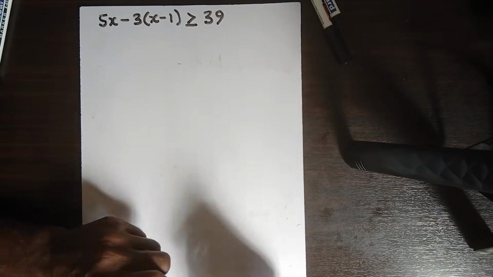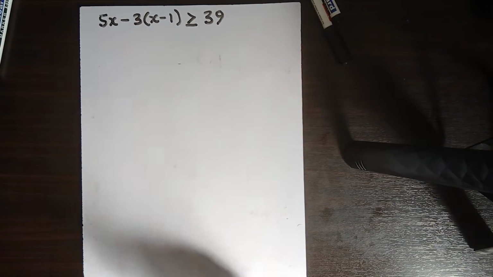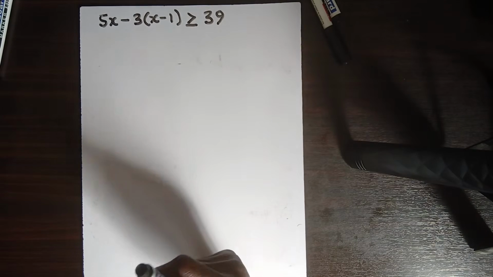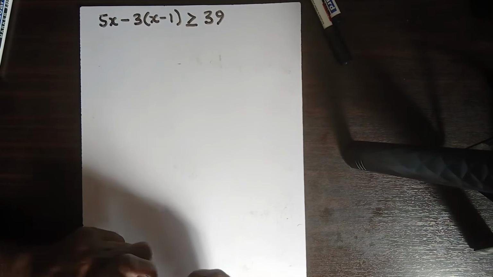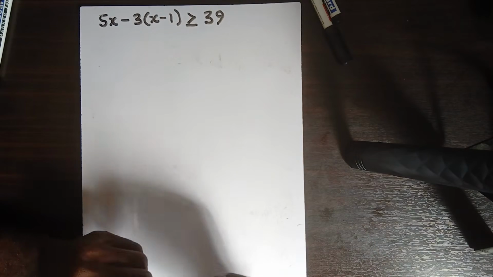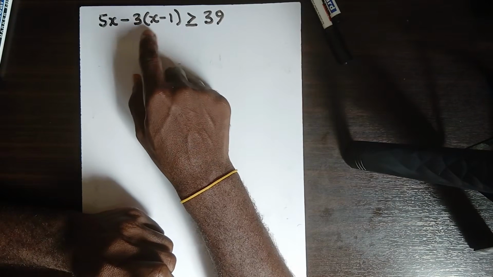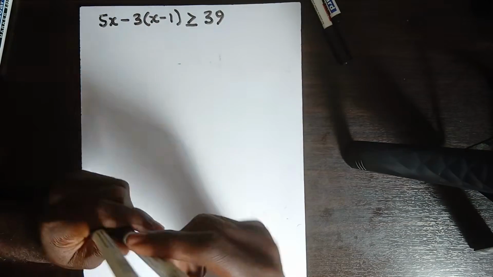So today we have an inequality that we need to evaluate. And then the question says that we should illustrate it on the number line once we have found the possible values for x. So since there is a bracket here, let's first deal with the bracket first.